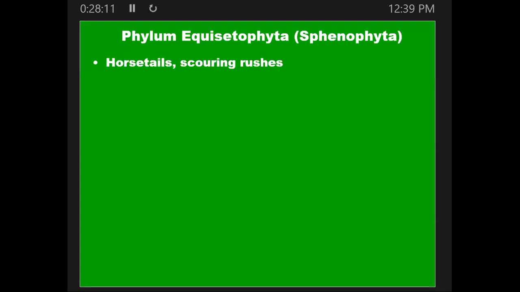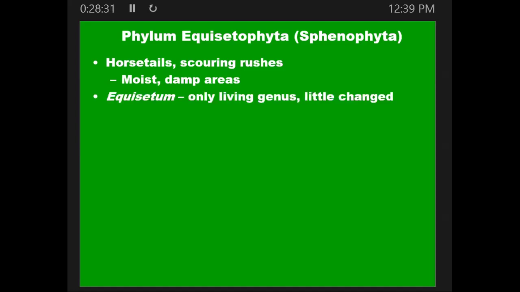And they, again, tend to prefer pretty damp, moist areas. You tend to see them along consistently moist soil. I see them in town along the lakeshore on the bike path. But you can see them along ditches, rivers, lakes, and they're really a cool looking plant. So the only one that's currently still alive is in the genus Equisetum, yes.